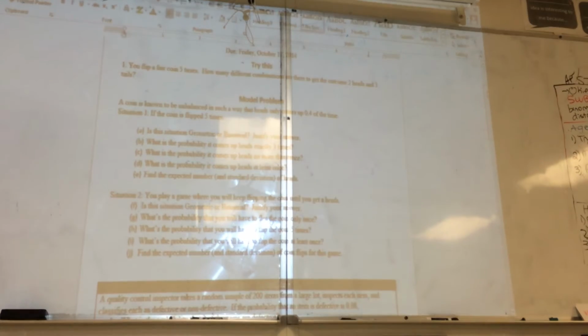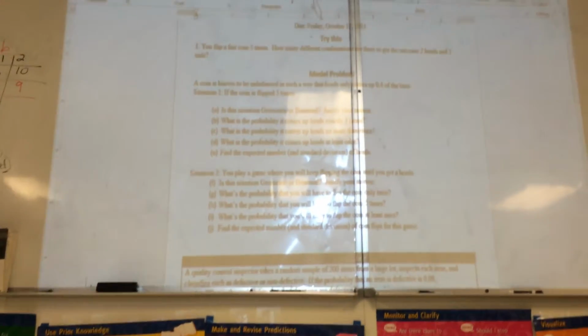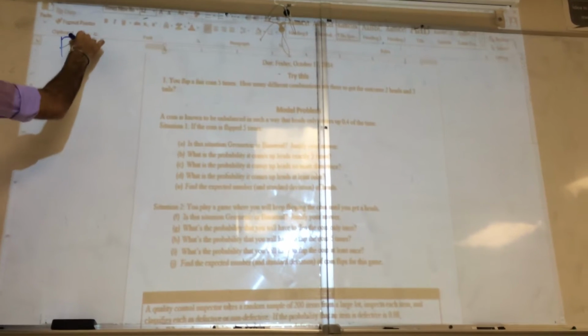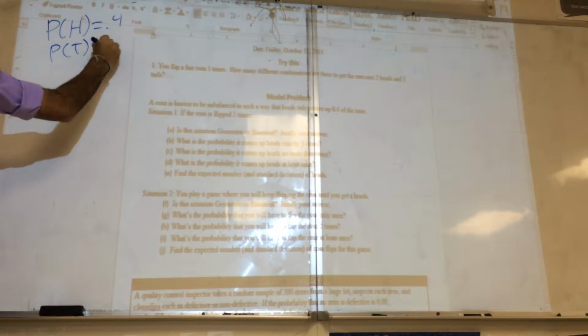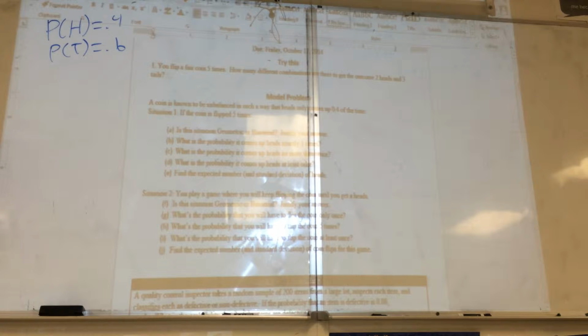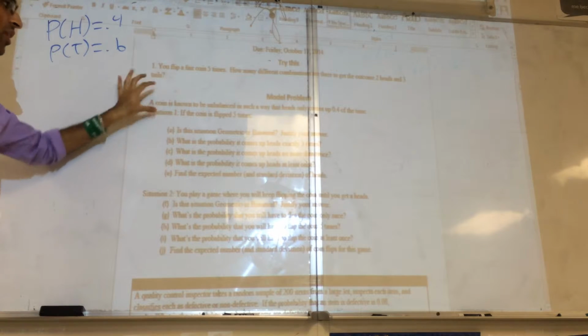So the coin is unbalanced, so heads comes up only 40% of the time. So basically the probability of heads is 0.4 and the probability of tails is 0.6. So this is unbalanced, right? A regular coin is 0.5, 0.5. This is 0.4, 0.6. And we're flipping the coin 5 times. And then we're going to ask these questions based on this scenario.